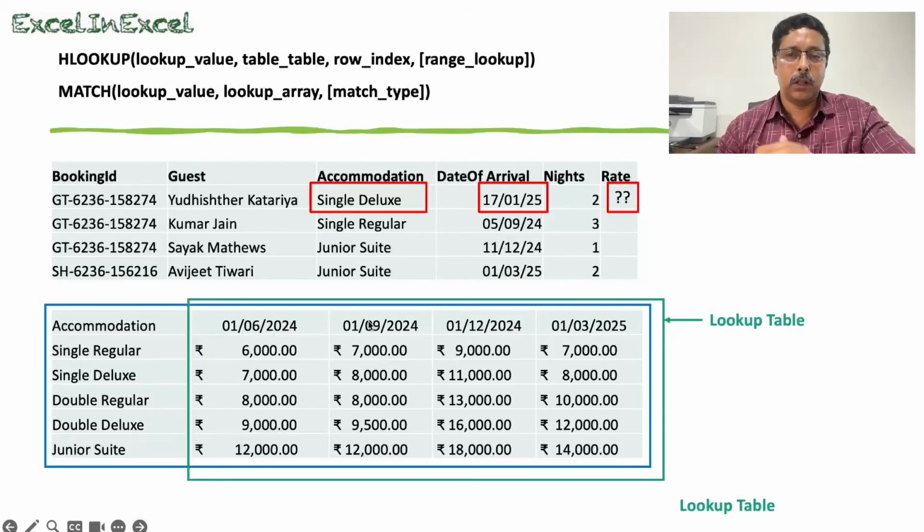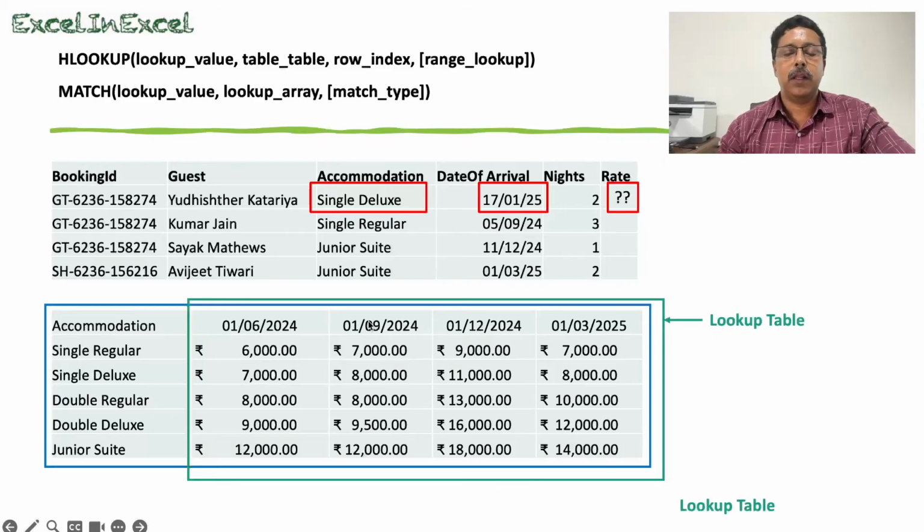In a match, the lookup array must be either a single row or a single column. So in this single column, it finds single deluxe in the third position, and therefore the match returns the position 3, and therefore the row index here, we can use this match, which is 3, and which is correct. As you see, this is the value we found, this is the column that we are interested in. So 1, 2, 3, 11,000, that is the tariff to be charged per night for 17th January 25 onwards for a single deluxe. And as we are doing an approximate match, naturally this is going to be true.